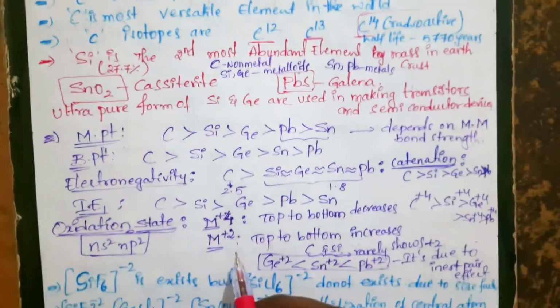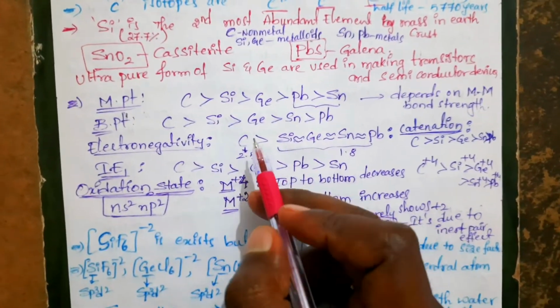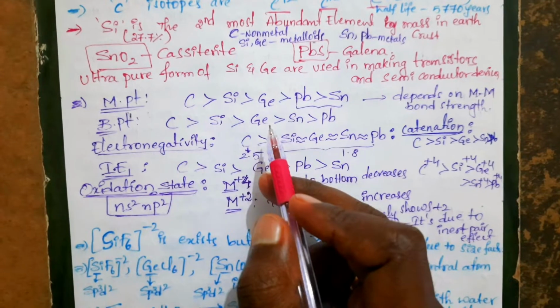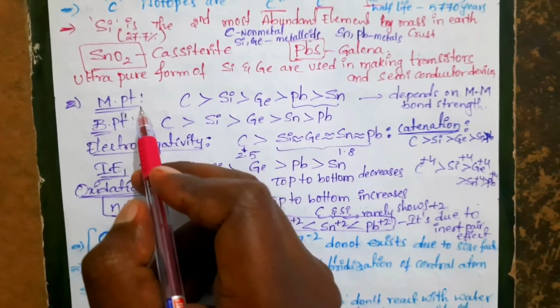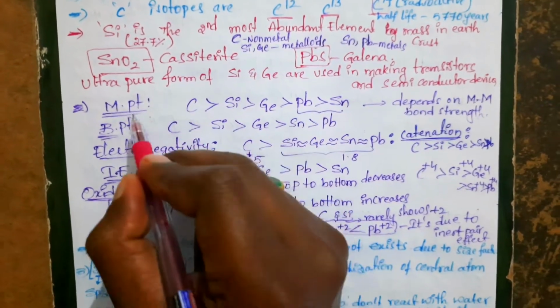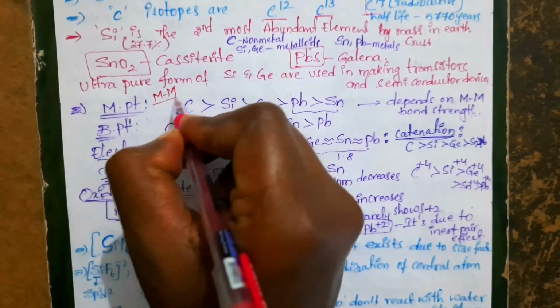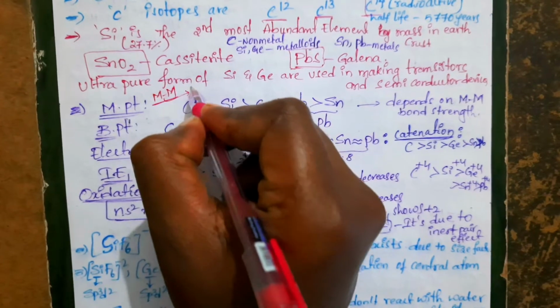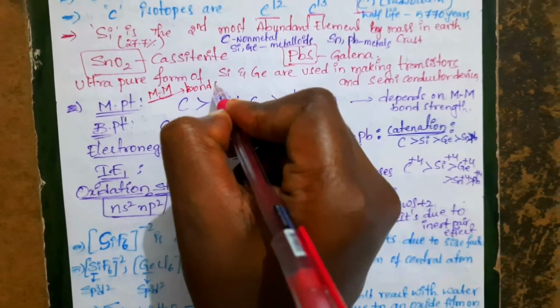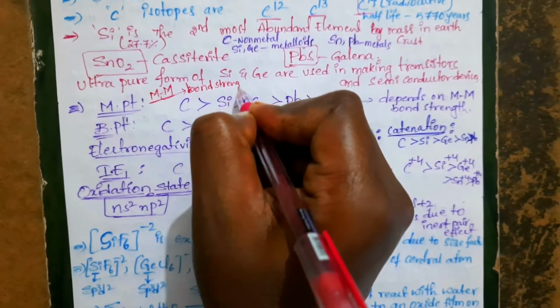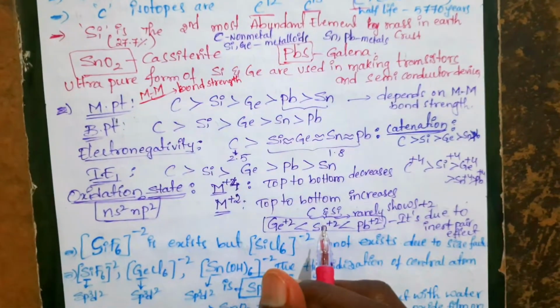Now we will see some trends which are followed in the periodic table. First, melting point. The carbon melting and boiling point mainly depends on the element to element bond strength. It depends on the bond strength. The stronger the bond strength, the higher the melting and boiling point.